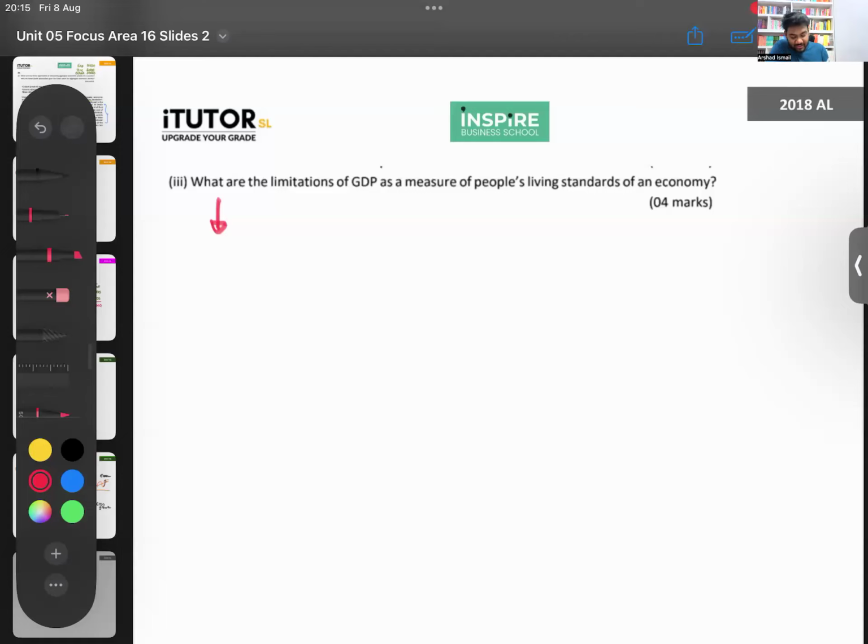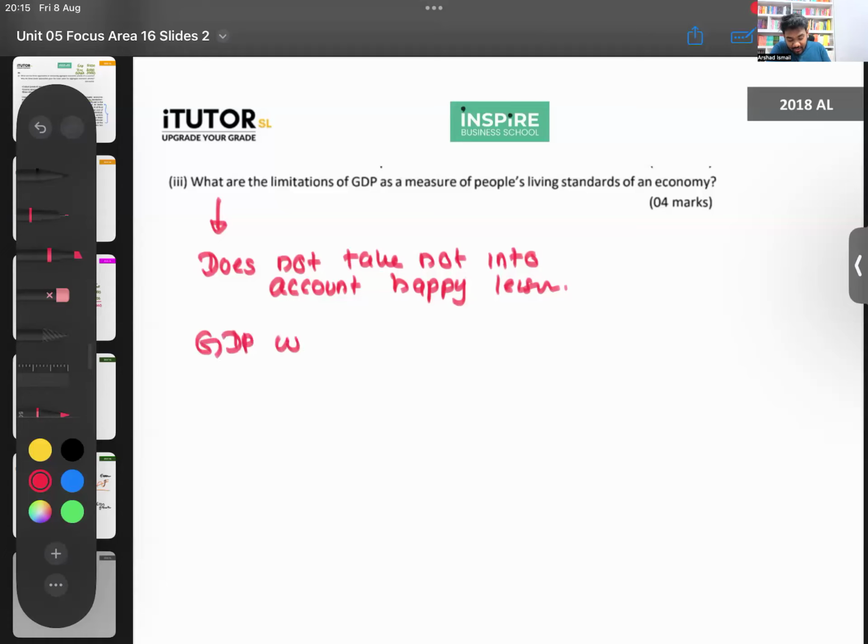What are the issues? Okay, so it does not take into account happiness and leisure. GDP won't show you how happy you are and how much leisure time you have. That's the issue. What else? GDP will also include all these demerit goods. Just because your ganja production and your alcohol and cigarette production is improving, your GDP will improve. Does that mean your standard of living is going up? So you can say GDP will also include the production of demerit goods.